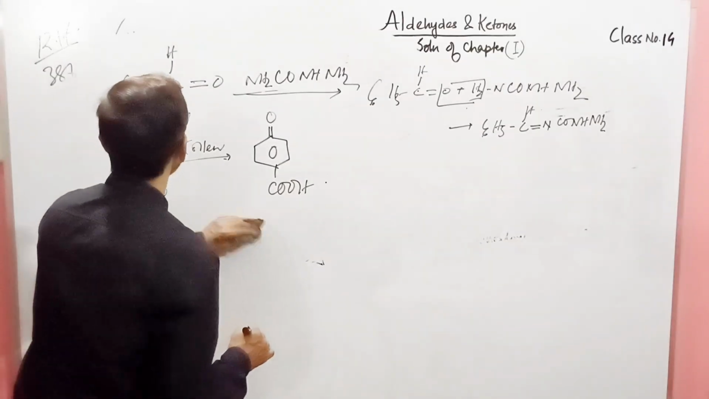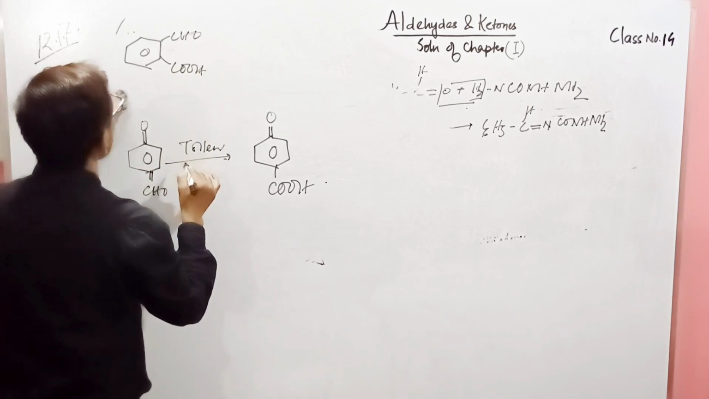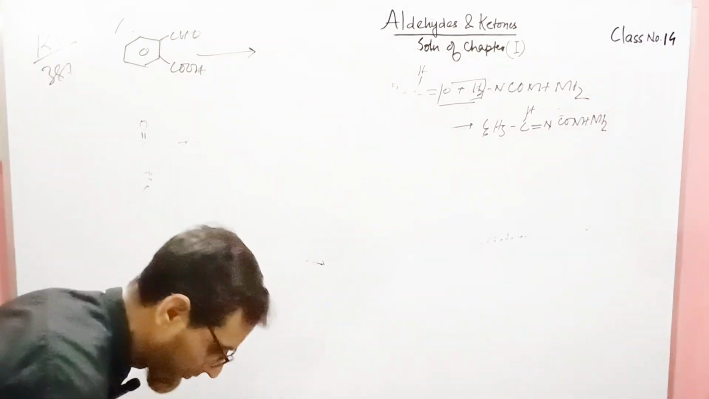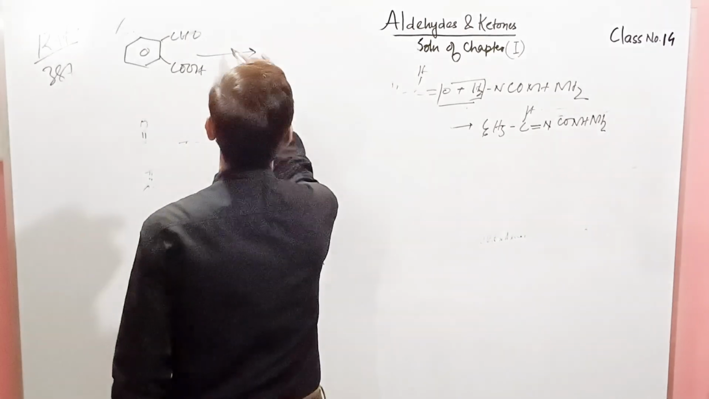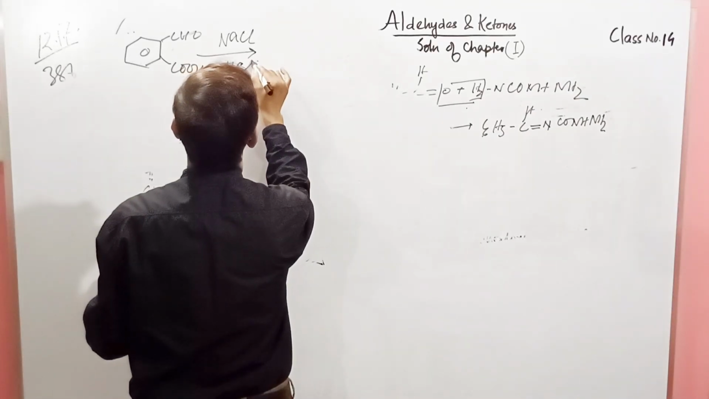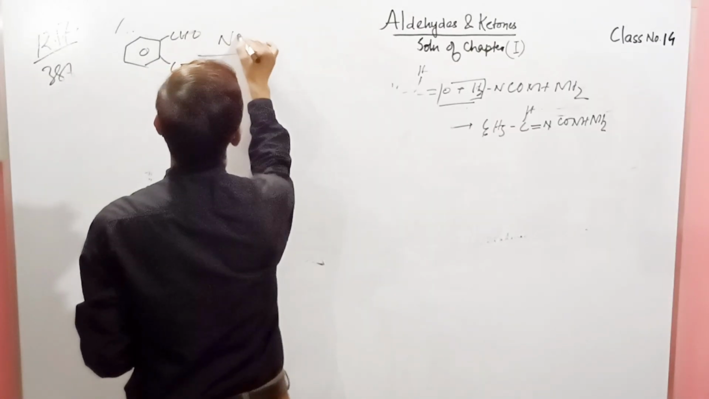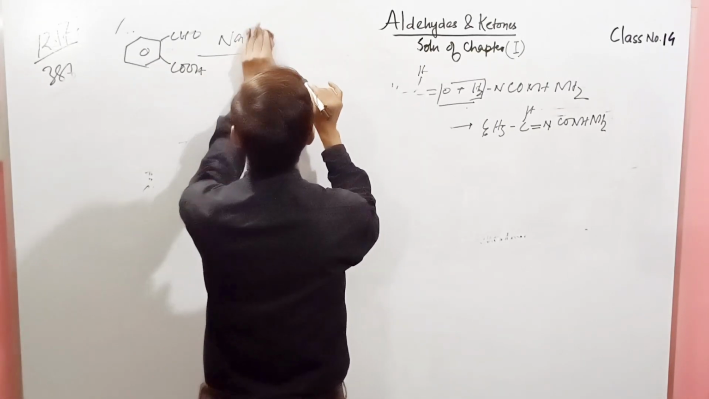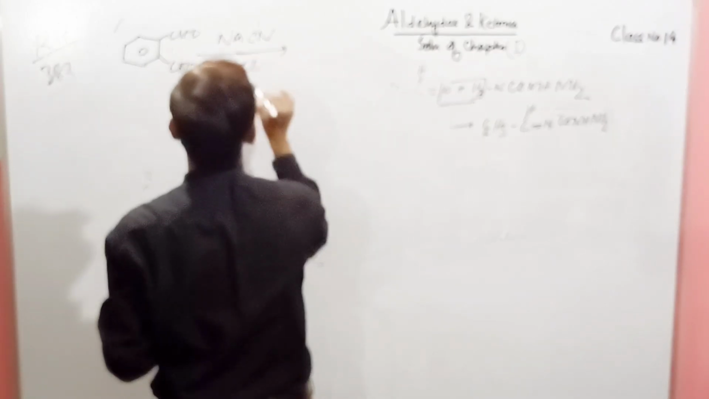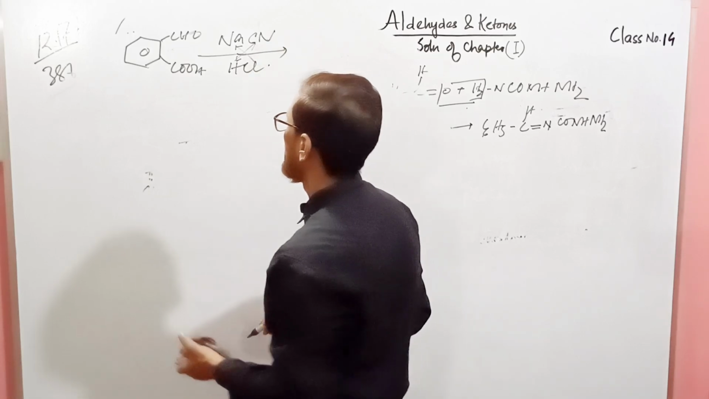Next one is C double bond O, made to react with NaCN and HCl. NaCl and HCN. Sodium cyanide and HCl, that becomes what? These two combine and these two combine. You will get HCN. Simple.